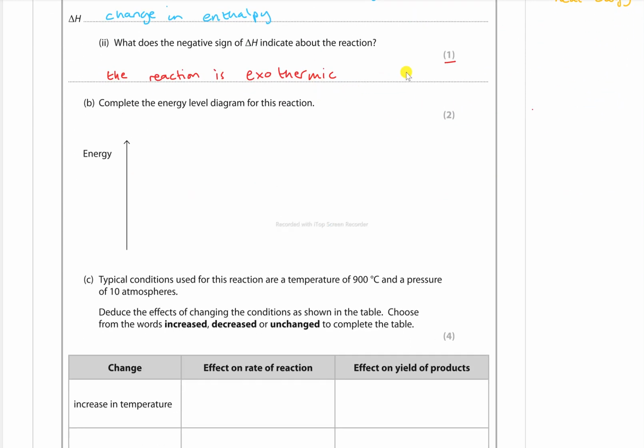So let me go to the side again. If something is exothermic, I'm repeating all these words so it goes into your head. Exothermic means it loses heat energy to the surroundings.